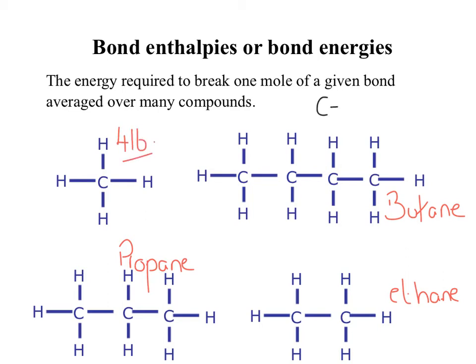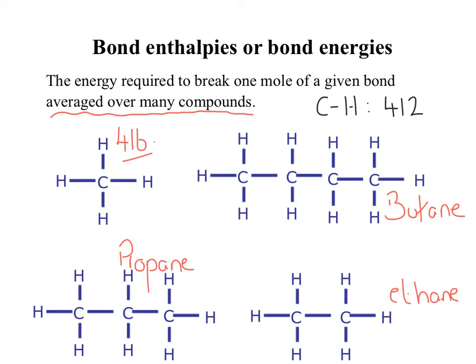Now, when you come to do the calculations, you will see that the bond enthalpy of a carbon-hydrogen bond is actually 412 kilojoules per mole. There's a little bit of a difference there, and the reason comes in this second half of our definition. Now, if we were to only have methane, the value would be 416.